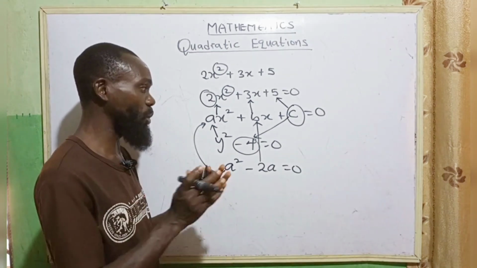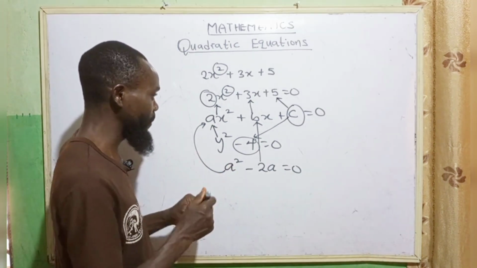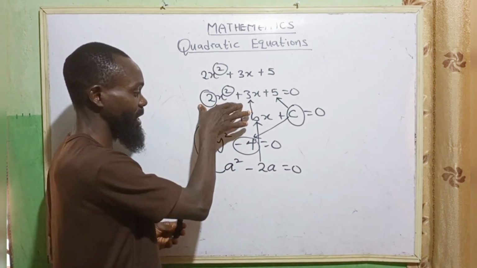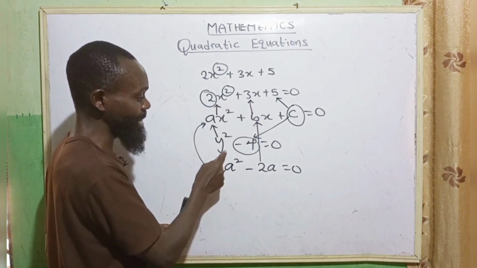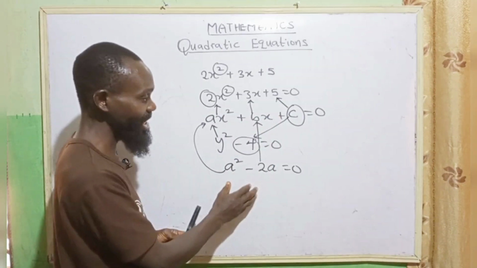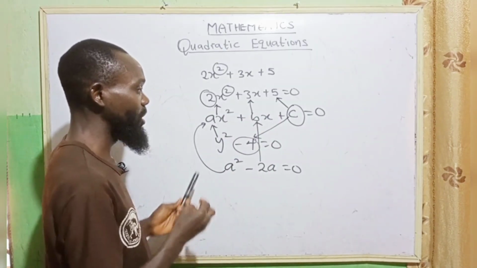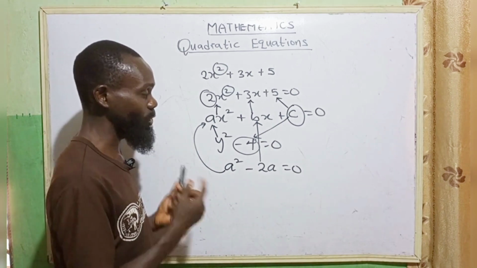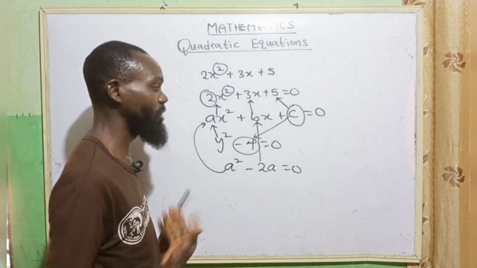So a quadratic equation can occur in 3 different forms: in the full form, also without a constant, and also without the value of bx. Now let's look at the way we can apply the quadratic equation. How do we solve a quadratic equation?